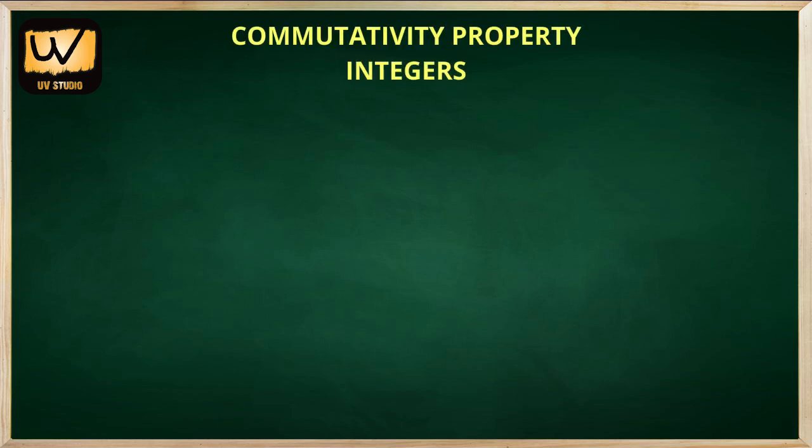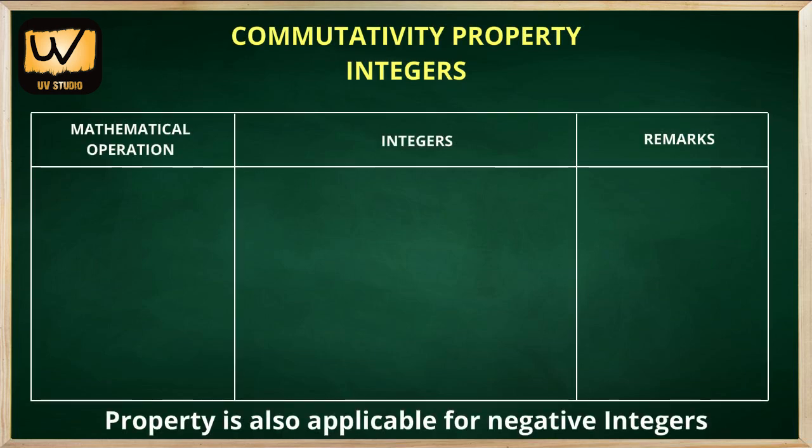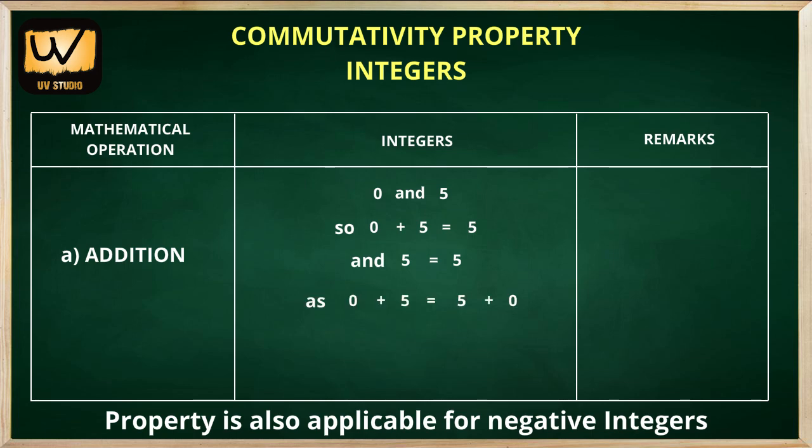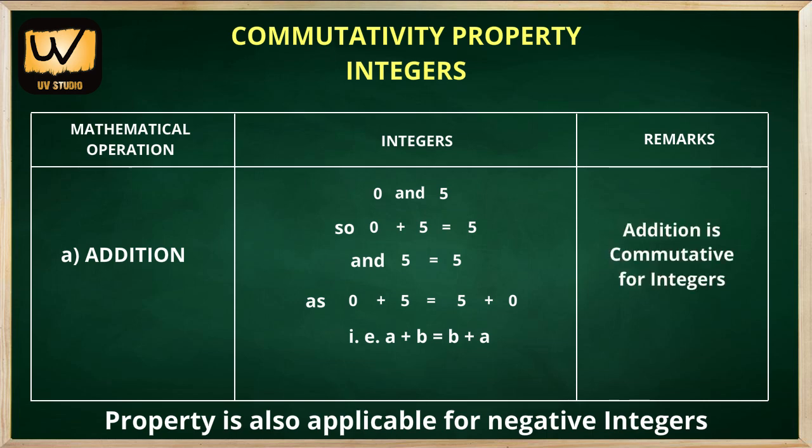So let us go to the next type of numbers. They are integers, and the first mathematical operation is addition. Let the numbers be 0 and 5. So 0 plus 5, what is that equal to? 5. And 5 plus 0 is also equal to 5. As you can see, 5 is equal to 5, as 0 plus 5 is equal to 5 plus 0, that is a plus b is equal to b plus a. And when this happens, the remark is addition is commutative for integers, right?